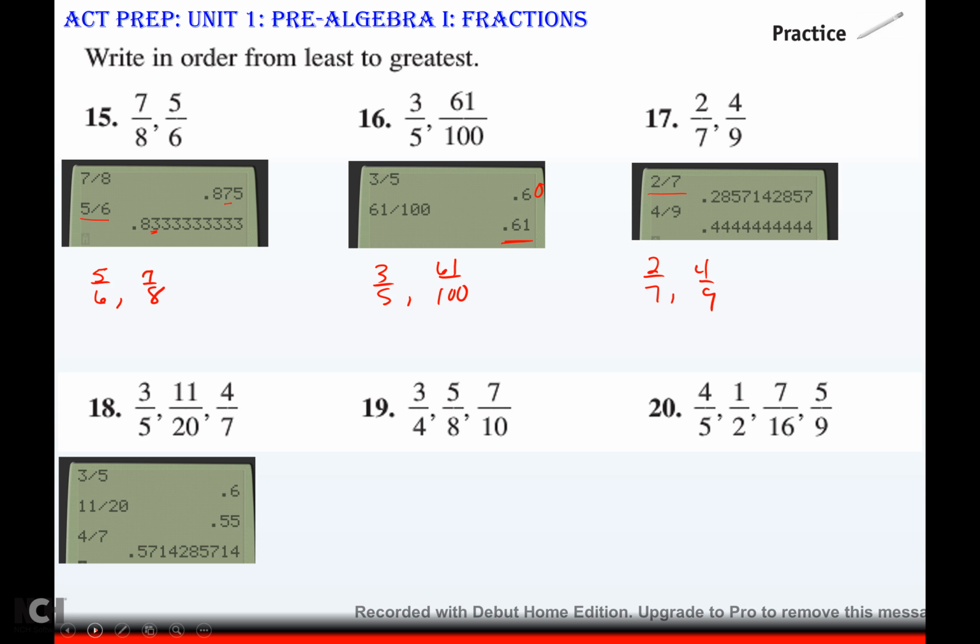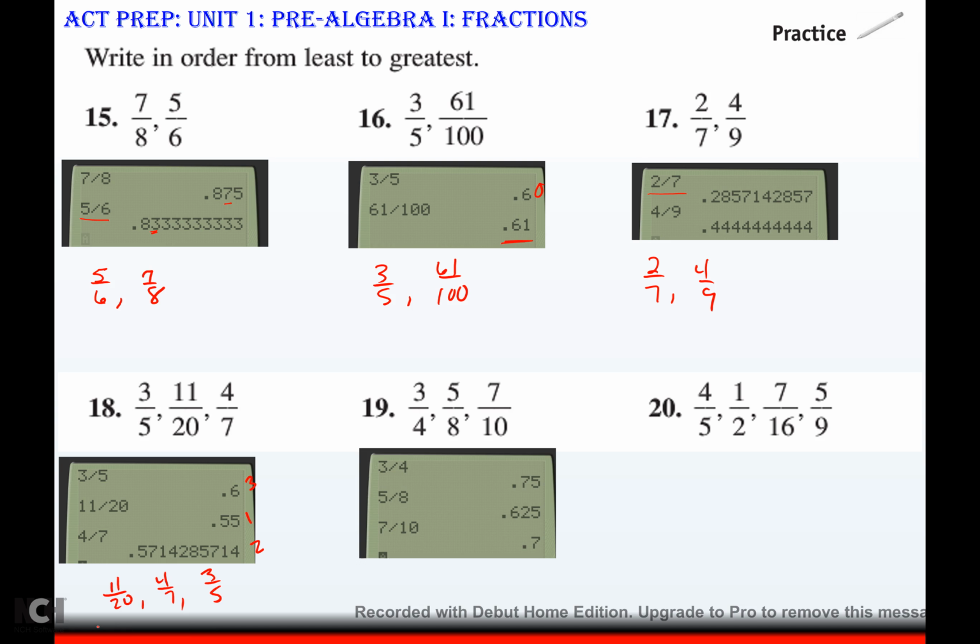3 at a time, type them all in. You got 0.6, 0.55, 0.57. So this is the smallest, then this guy, then this guy. So we got 11/20ths, 4/7ths, 3/5.